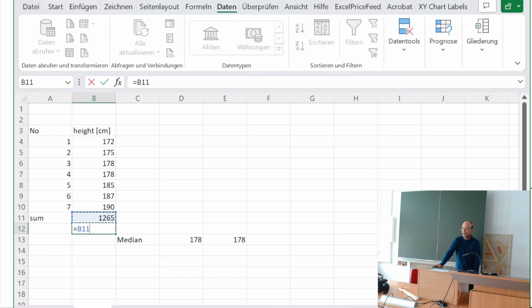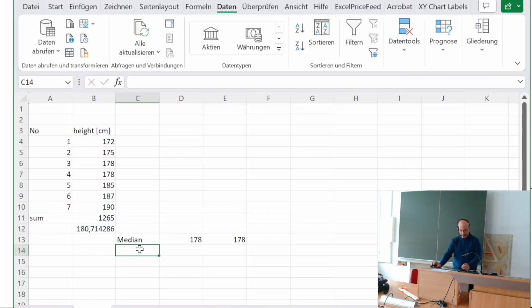I know this is trivial, but I want you to do it. So, divided by 7. And then I also take this number, because the next time maybe I have 11 data points or something else, and then I can directly copy my number. So this is then this number here.